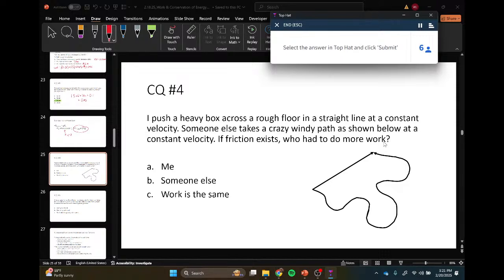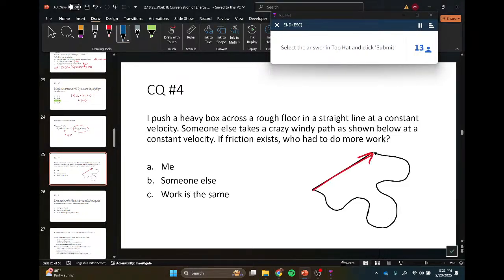Go with your gut. So me is the red path. Did I do more work on this red path? The blue path is someone else. Did they do more work? Or is the work the same regardless of the path you take?